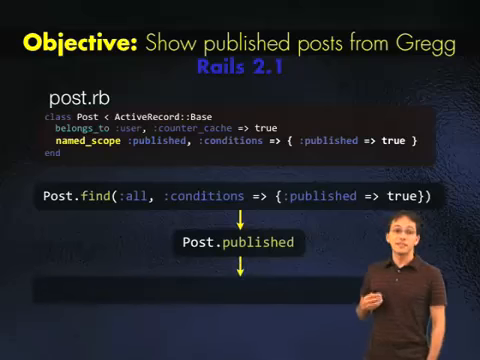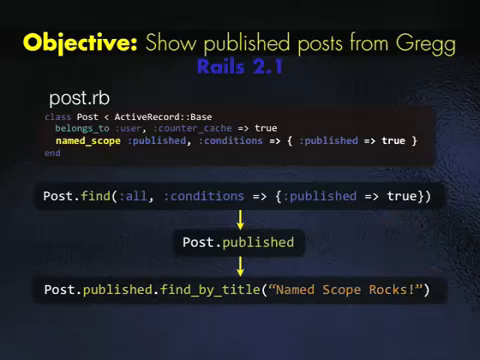I can then do stuff like this as well, where I can do post.publish.find by title. So I can actually append find methods to the end of these scope methods, and it just adds the scope onto the find method. It's pretty convenient.